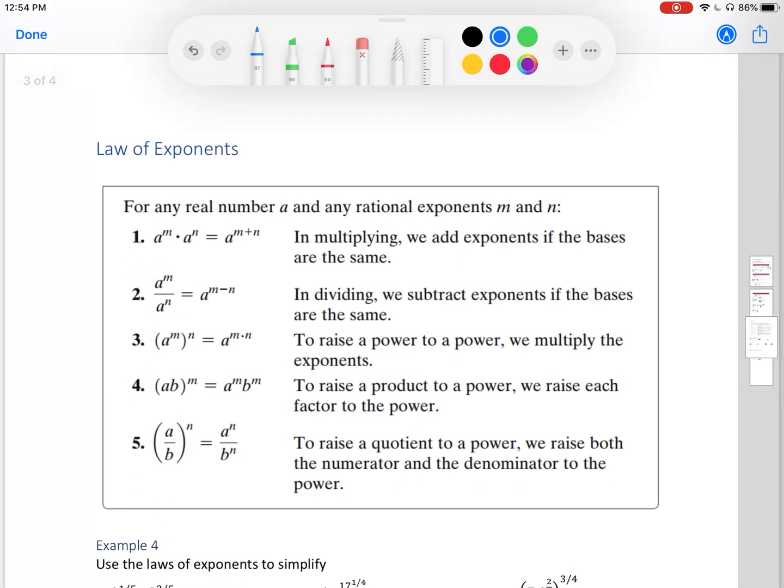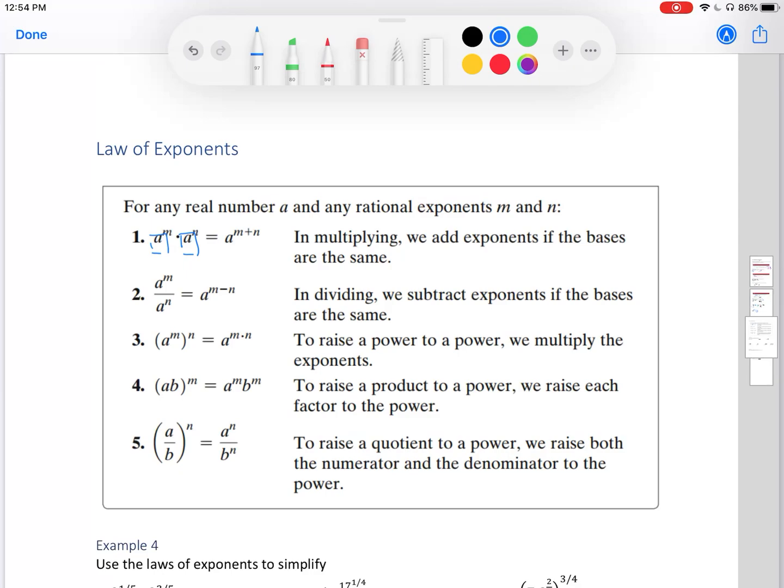Okay, here we have our laws of exponents. Memorize them, have them on a post-it. They don't go away, and they're always there, kind of trying to trick you in all of your problems. So let's read through them. For any real number a and any rational exponents m and n, if I have a to the m times a to the n, if they have the same base number, then I only add the exponents. So I have a raised to the m plus n.